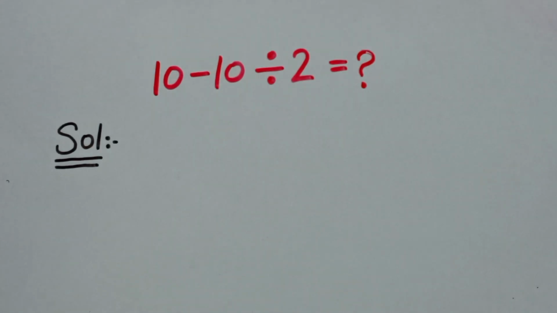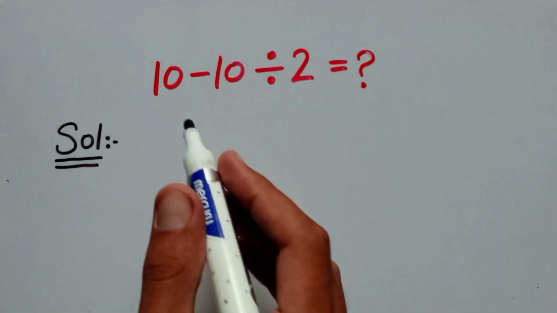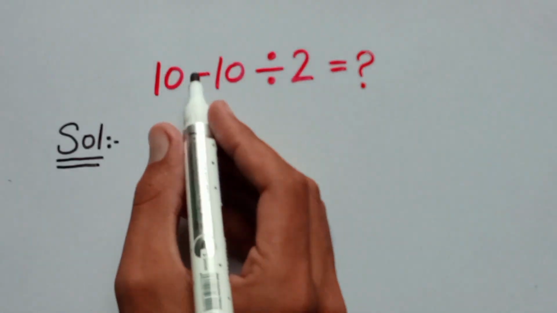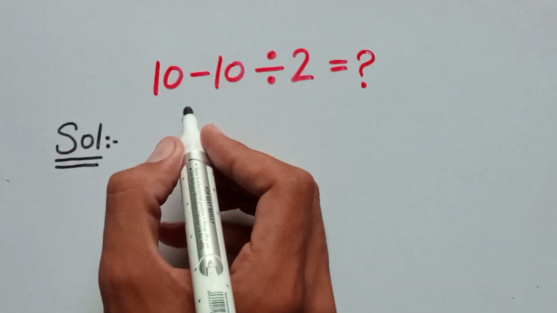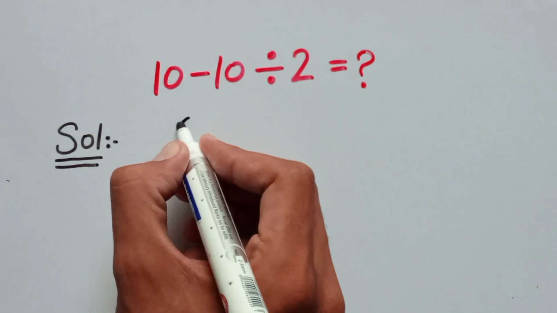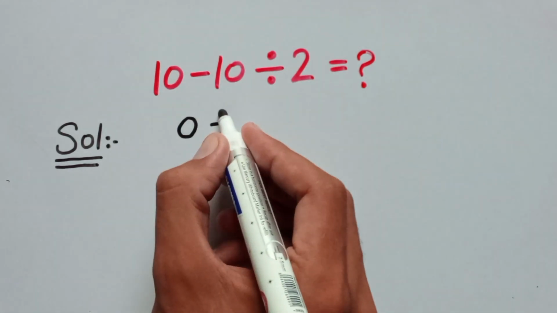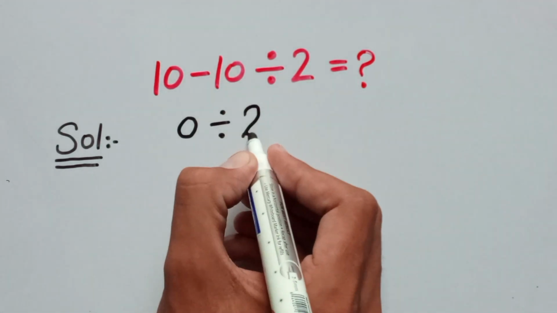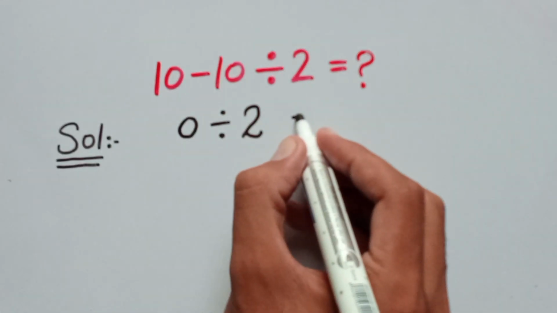So mostly people solve this expression wrong. They solve it by this method: 10 minus 10 which is equal to 0, divided by 2. 0 divided by 2 is equal to 0.